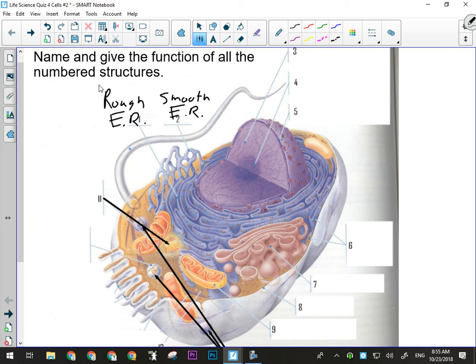Okay, structure number 3 is the nucleus. Job of the nucleus, store DNA. Structure number 4 is the nucleolus, and remember that nucleus and nucleolus have to be spelled correctly. Okay, the nucleolus controls protein synthesis or copies DNA. Okay, makes RNA. I would also accept that.